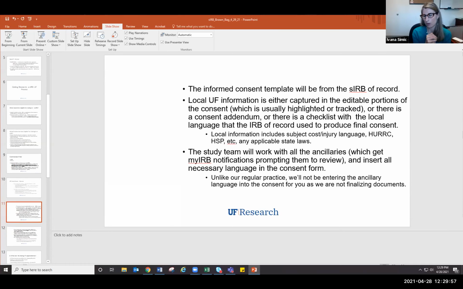And just make a note that the process for seeded studies is slightly different. On regular studies, UF IRB staff would insert that language for you, before we would stamp the consent. Since we are not stamping the consent, since we are not approving it by not being the IRB of record, we will not be doing that for you, but that will be something that you would be doing upfront.